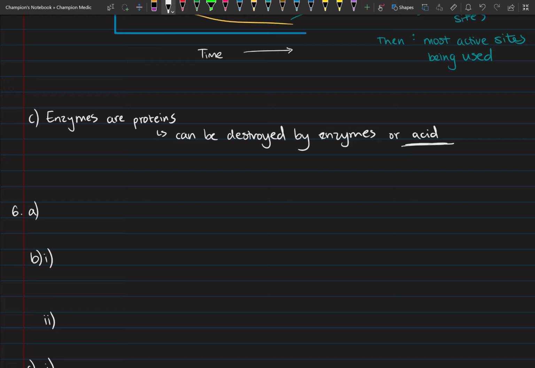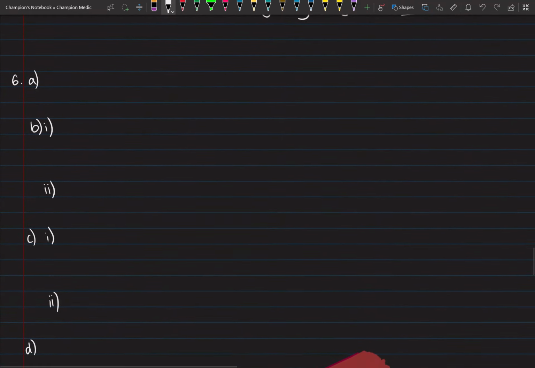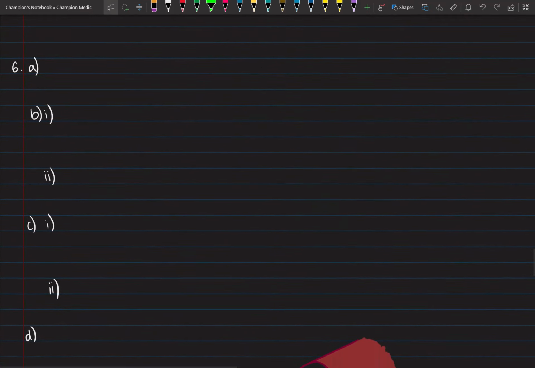Right, so question number 6. Make sure you guys read the passage before you go through this. So part A wants us to identify 2 risk factors in relation to coronary heart disease. So one of the most common ones to write is smoking cigarettes. That plays a key part, as well as drinking alcohol.